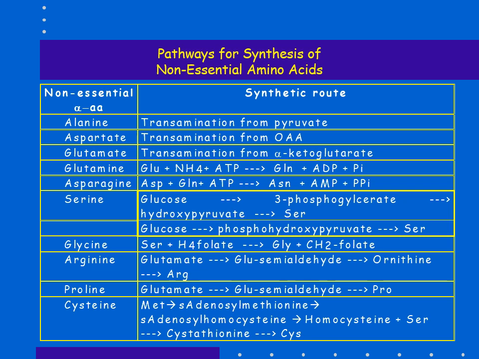The first one is alanine, and you can see that if you transaminate or add a nitrogen group to pyruvate, you end up with this amino acid. The next one down is aspartate, and again, if you transaminate and add an amine group to oxaloacetate, then you end up with aspartate. And the last one is glutamate. So in this case, if you add an amine group to alpha-ketoglutarate, you end up with glutamate.